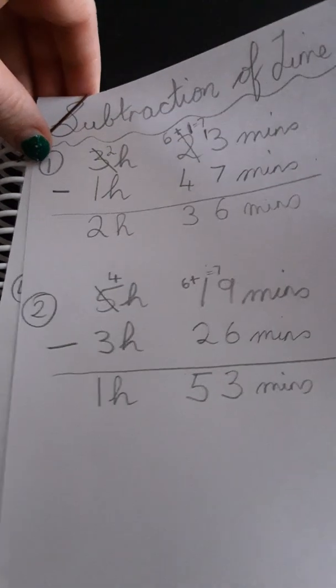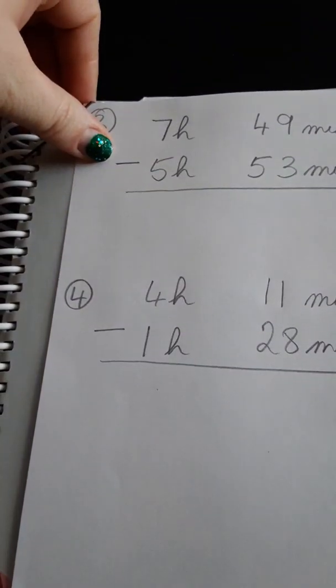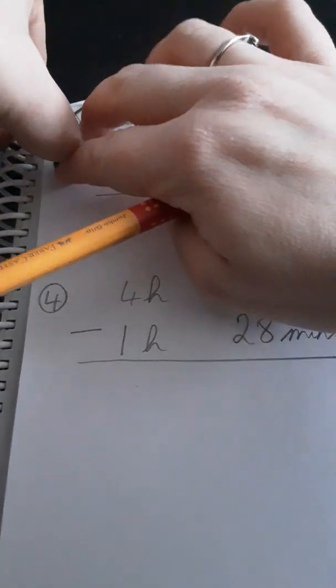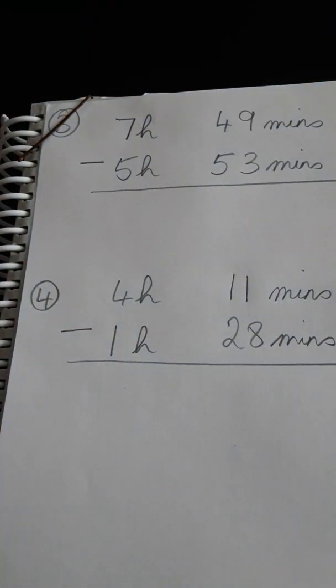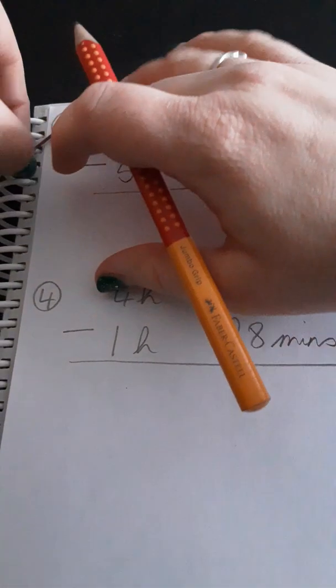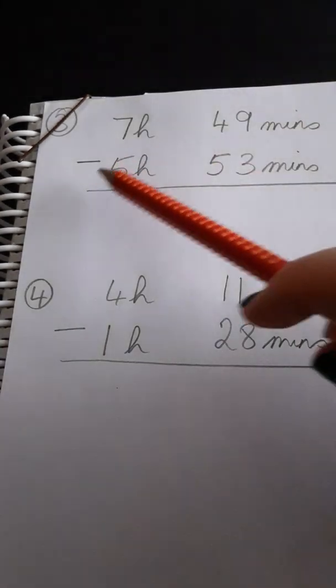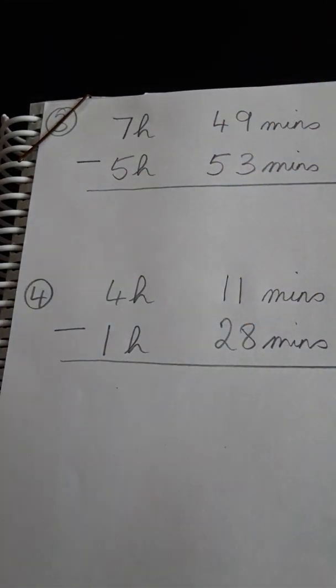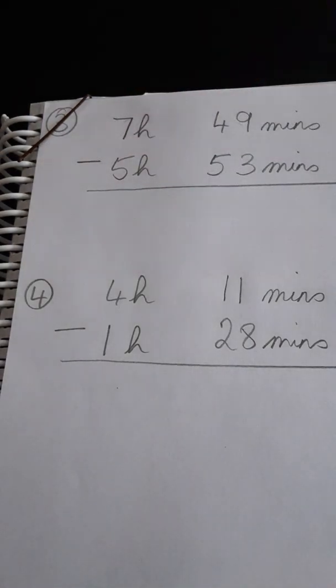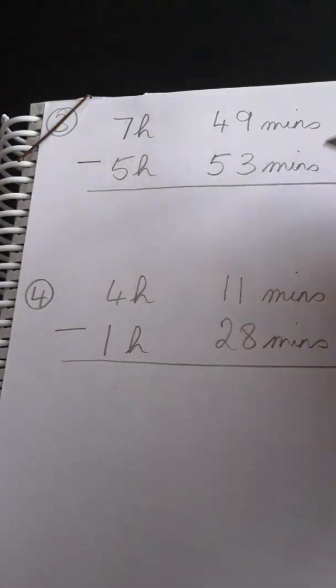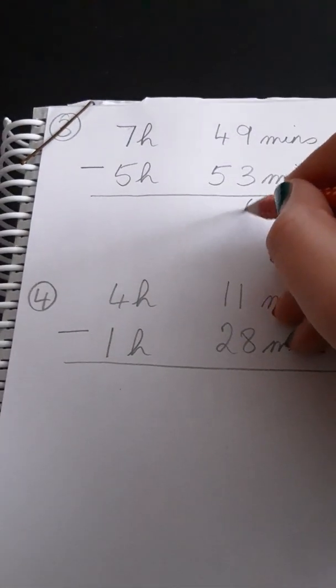We're going to try 2 more as examples. So in this one you will see we've got 7 hours and 49 minutes minus 5 hours and 53 minutes. 49 minus 53 is not going to work, so it's going to involve renaming and using an hour from here and bringing it over. 9 minus 3 is fine because it's 6. There's no renaming.